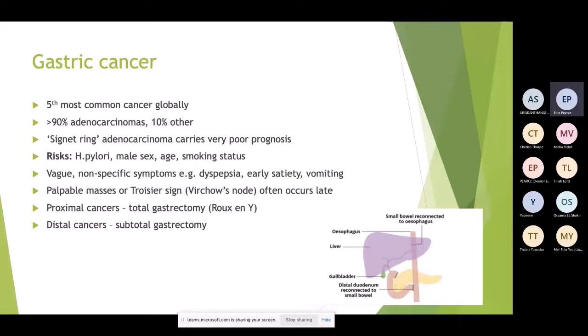Some signs of a late stage cancer would be feeling a palpable mass in the left upper quadrant, or Troisier's sign, which is a supraclavicular node that you feel on the left side. And for proximal cancers, we can do a Roux-en-Y total gastrectomy for the best outcome. And for distal cancers, you can sometimes get away with just a subtotal gastrectomy.